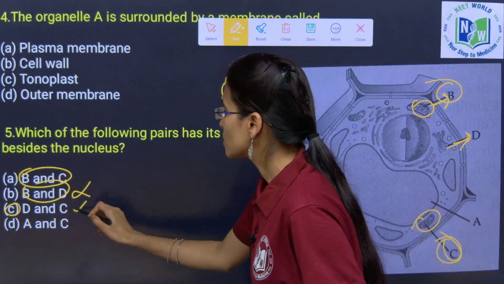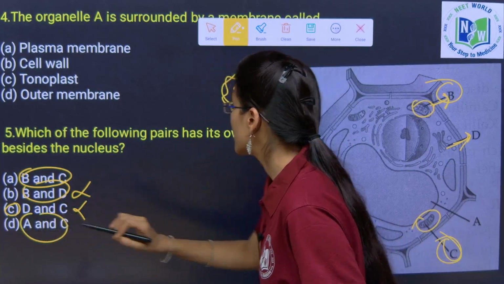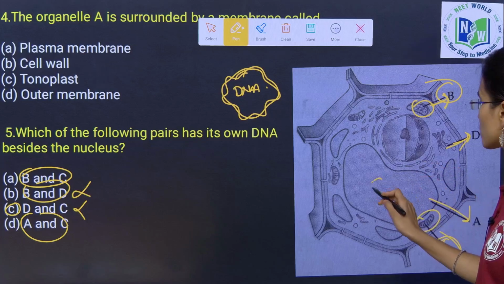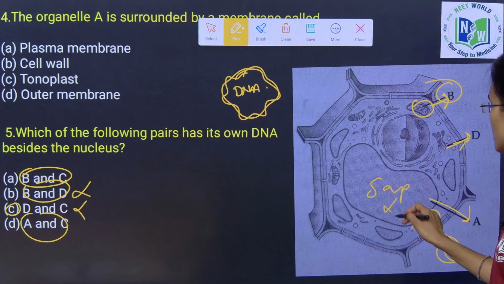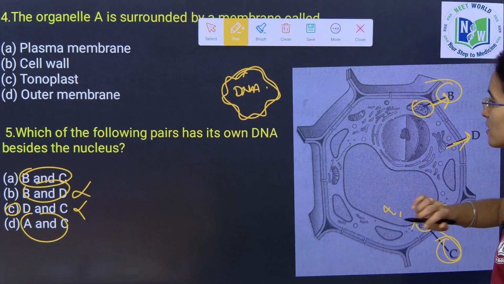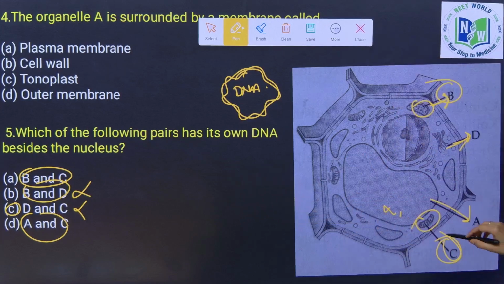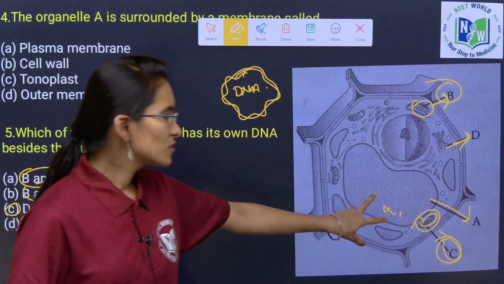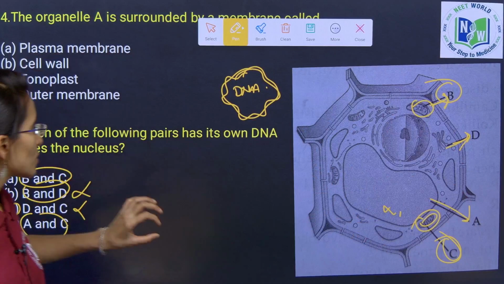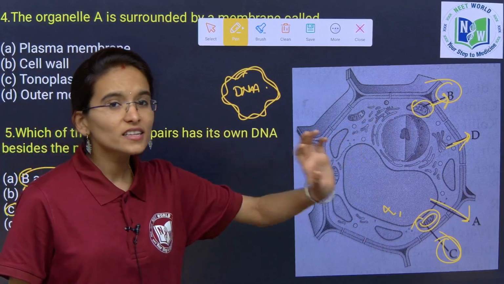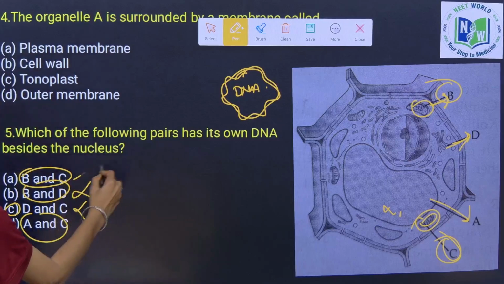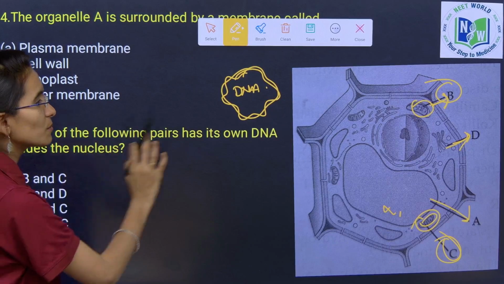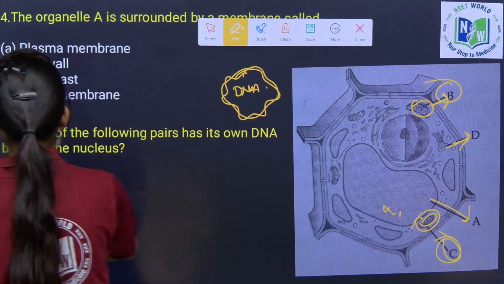Okay, so this is also wrong. And next option D is A and C. What is A, children? Here A is a vacuole, it is going to contain only sap but not DNA. DNA is absent here. And next, what is C? C is mitochondria, it is also going to contain their own DNA, but those two are not the correct pairs. So the correct pair which is going to contain the DNA is option A. Option A is B and C, which is going to contain both mitochondria and chloroplast.